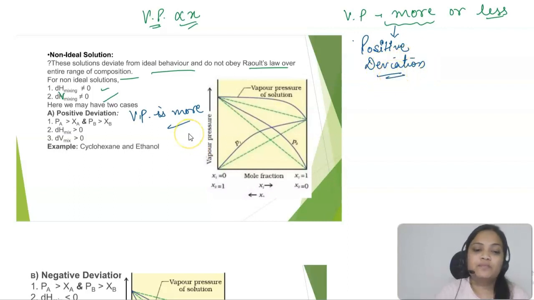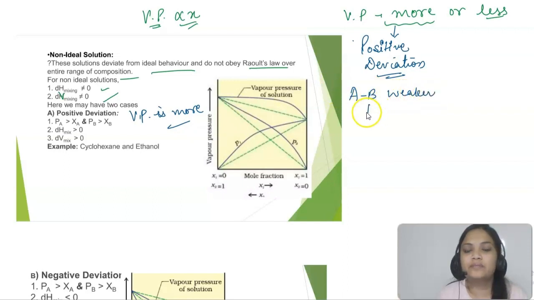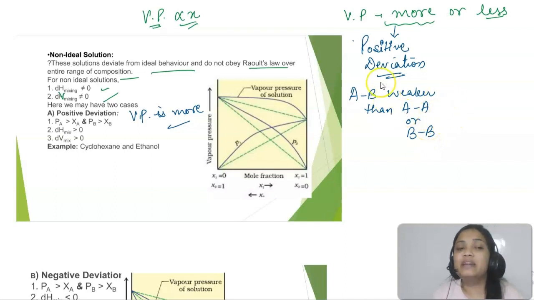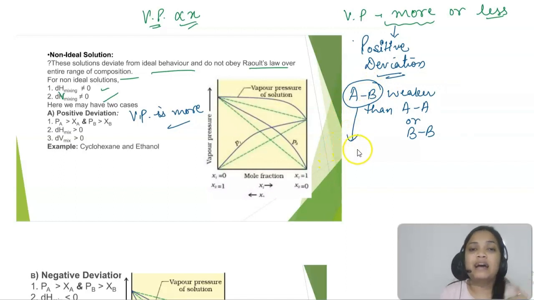Positive deviation, again I would like to tell you, relates to the type of interaction. When does positive deviation occur? When the AB interactions are weaker than the AA or BB interactions. AB interactions weaker means the intermolecular forces of attraction between the solute and the solvent would be less than the solute forces or solvent forces. So if the AB interactions are weaker, it will be easier for the vapors to escape.